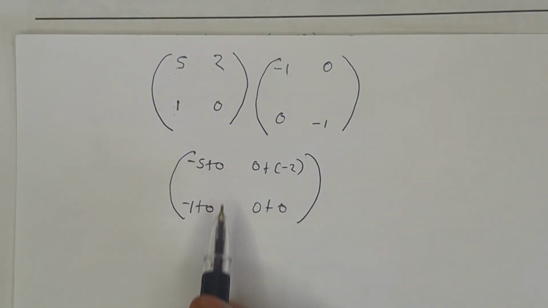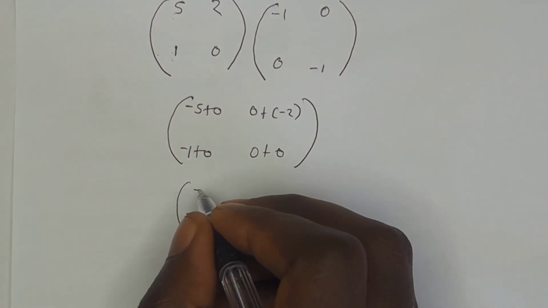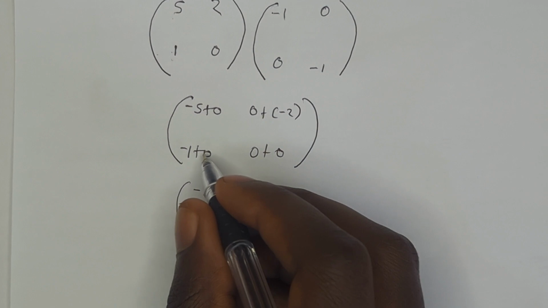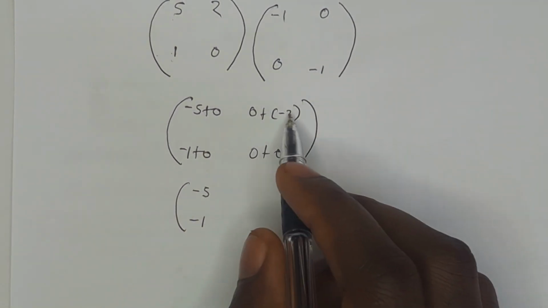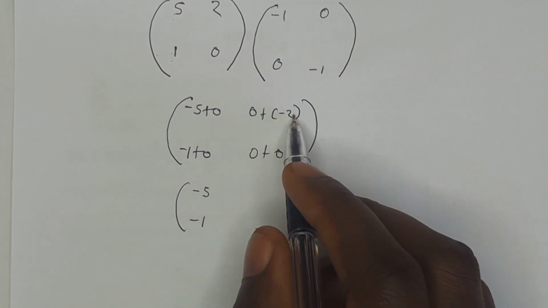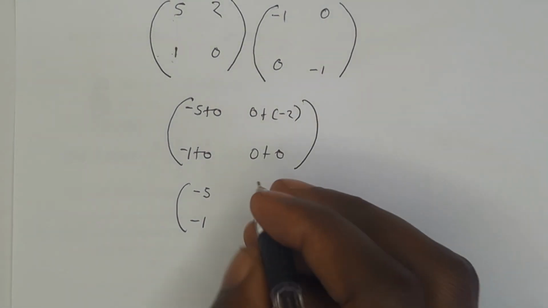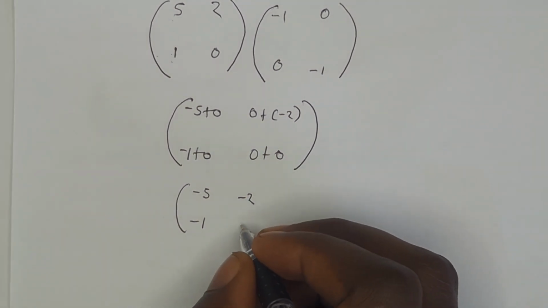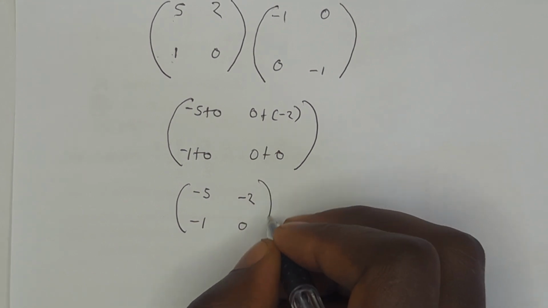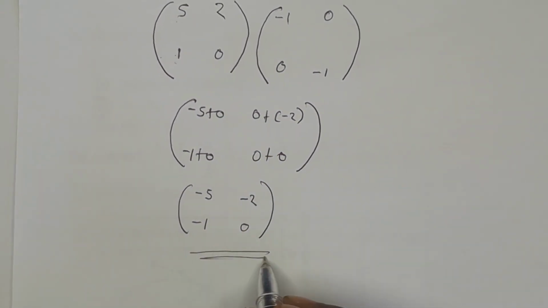Negative 5 plus 0, this is going to give us negative 5. Negative 1 plus 0, this is negative 1. So here we have a negative, so 0 plus negative 2, positive multiplied by negative, this will be negative 2. So 0 plus 0, this is a 0. So this becomes our final answer. This is how we handle matrices.